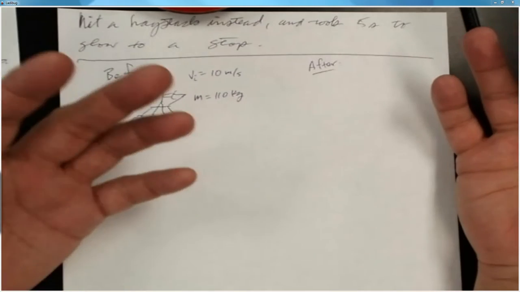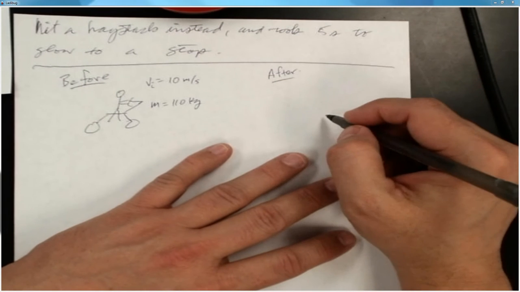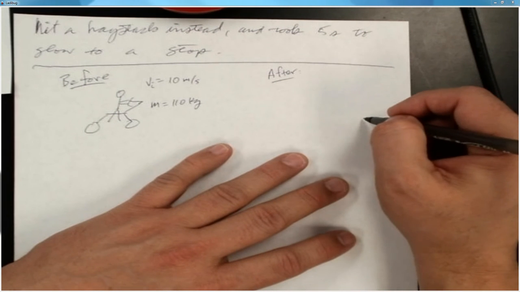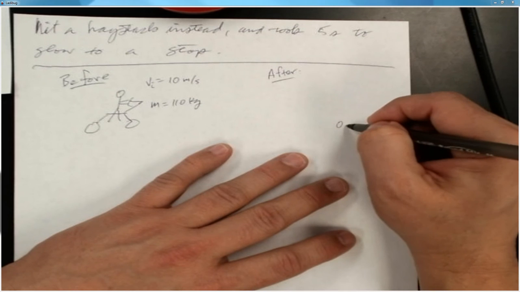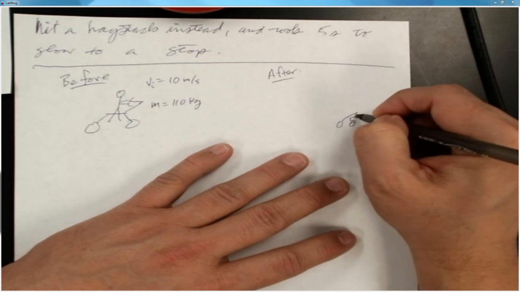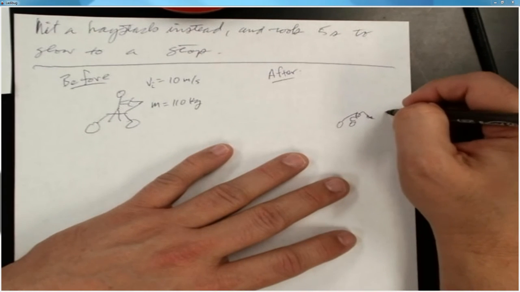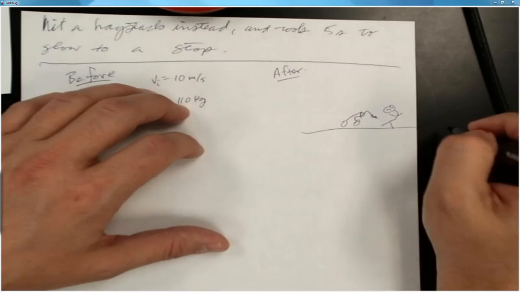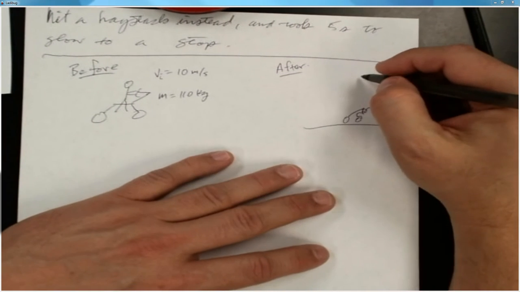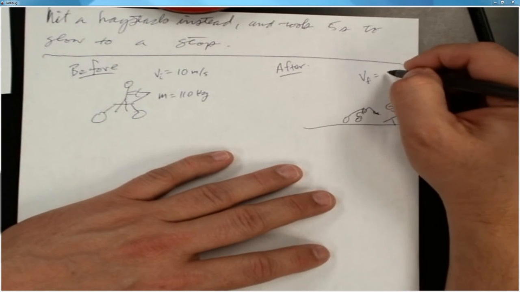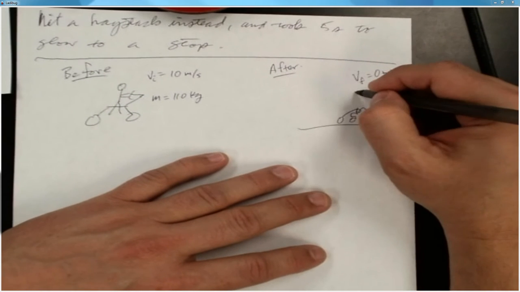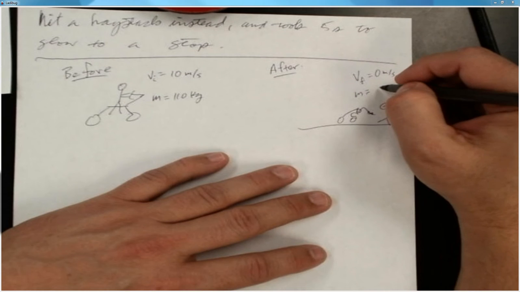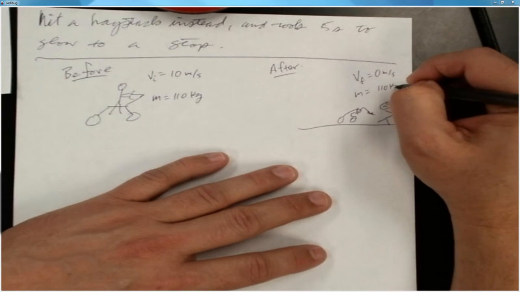What's your final velocity after you come to a stop? Well, that's real easy. But I got to draw a picture. So here's your bike in a crumpled mess. That's your bike. And here's you, with a sad face. Whatever. Okay, so there you are. And your final velocity is equal to 0 meters per second. And the mass of the two things is still 110 kilograms.